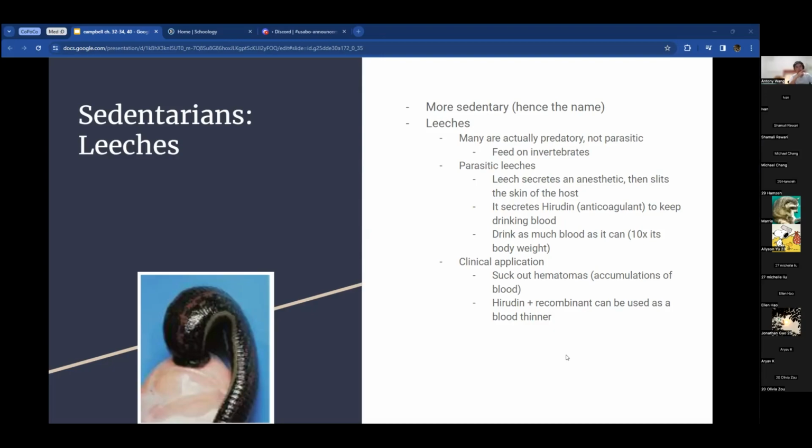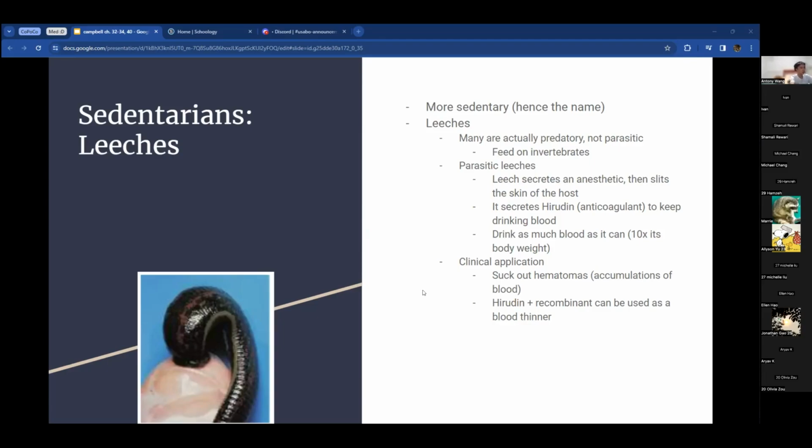If you get a cut, normally your clotting factors will prevent the bleed from continuing. Leeches secrete an anticoagulant that stops the clotting. Hence, it can drink a lot of blood. It can drink almost up to 10 times its body weight.